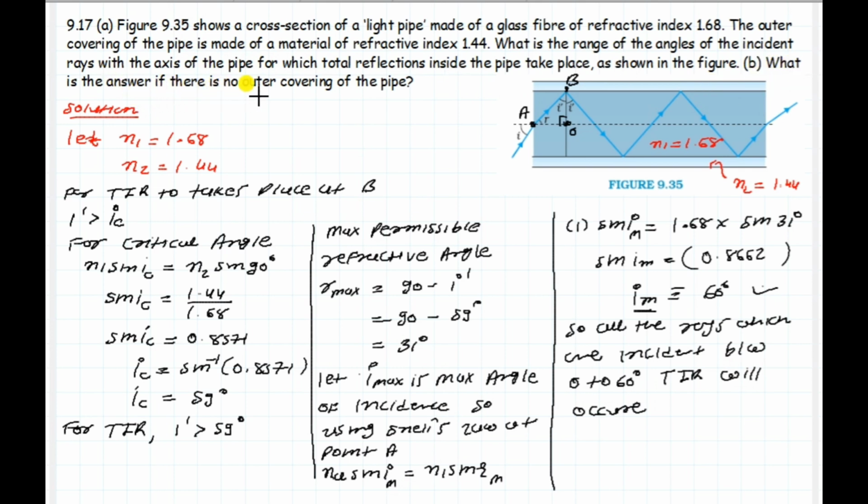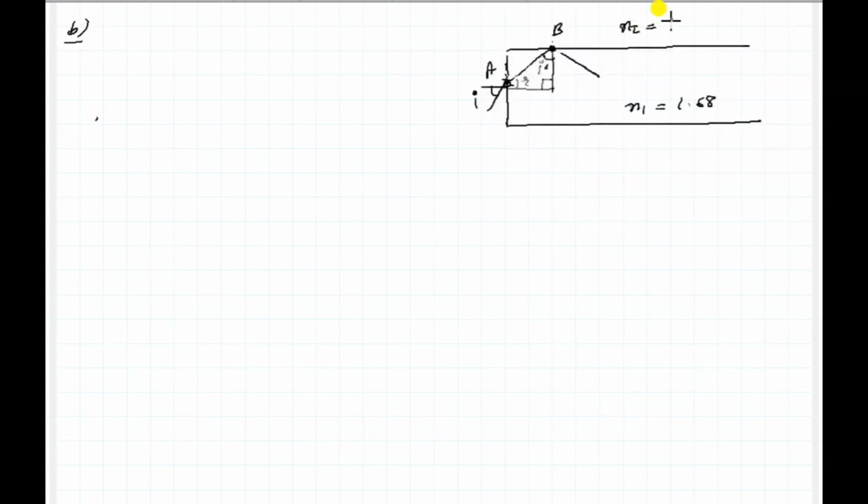Now let's see part B of this problem. What is the answer if there is no outer covering of the pipe? If the outer covering, whose refractive index was 1.44, is removed, as there is no outer core in this part B, let the refractive index of the outer side of the pipe be n2 equal to 1, and that is the refractive index of air.